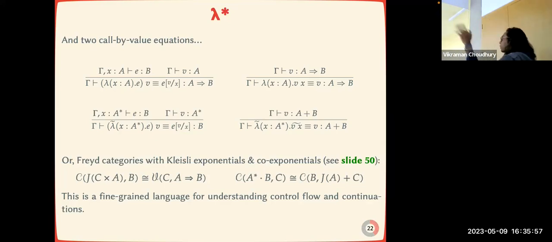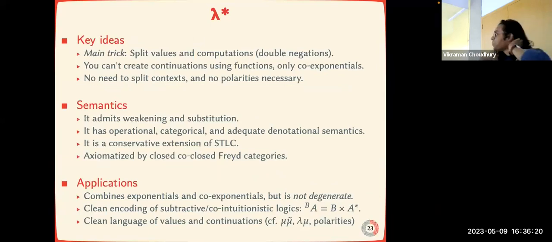I can explain this both in the syntax or using Fried categories, and I have extended Fried categories with closed and co-closed, and I give a definition for them, and they have these axioms, and they completely axiomatize this language. This is a fine-grained language where you can understand control flow and continuations. It has very good semantics. Because I've added a binding operator, you have to be careful you haven't broken substitution. So it has weakening and substitution, and it has an operational semantics by translating into CPS. You get a direct style semantics.